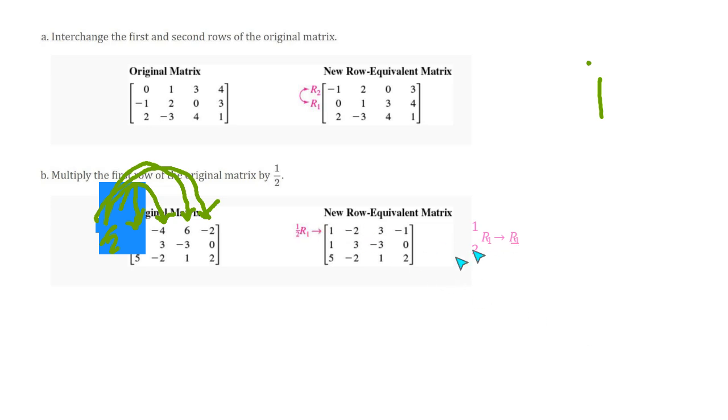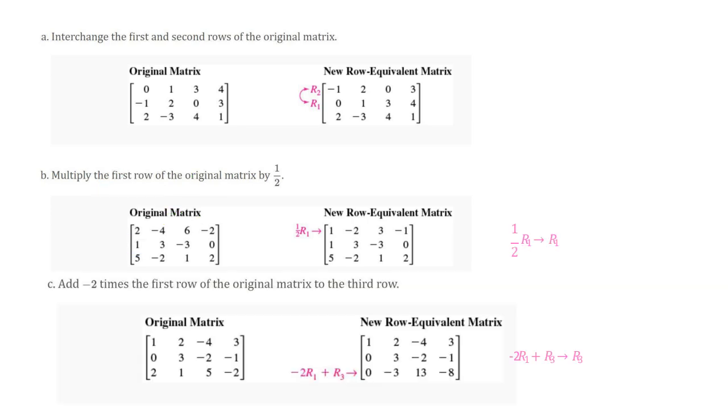So on the right side here, we have 1/2 times row 1. The arrow indicates that we're going to place it back in row 1. Okay, and we'll do some examples here in a little bit. The last one says add -2 times the first row of the original matrix to the third row.